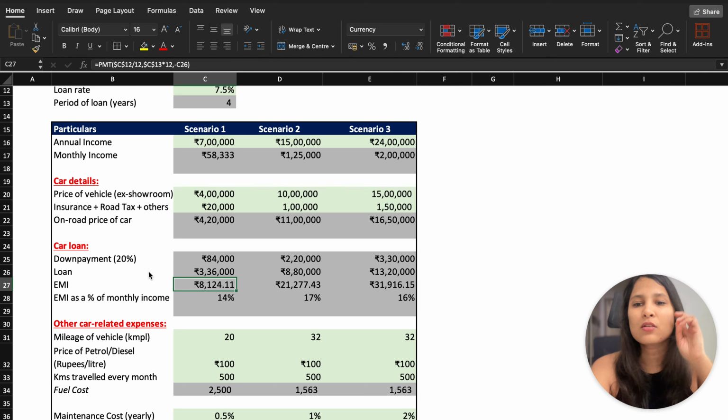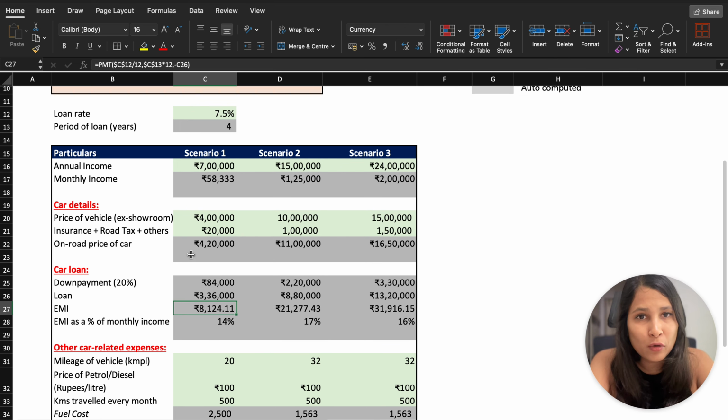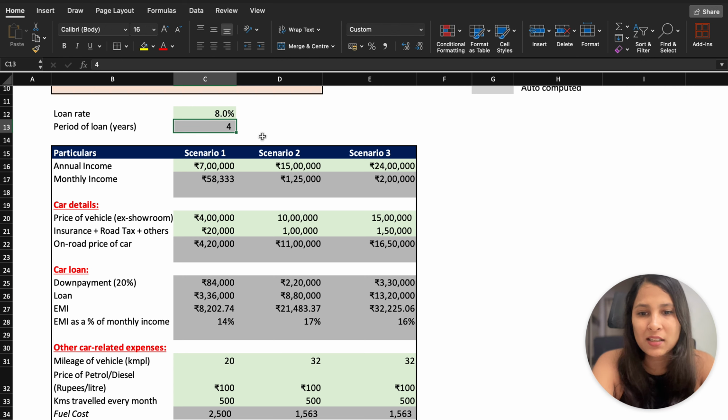Now, based on this, using the PMT formula, we have calculated what your EMI will be, right? If you have taken a loan of 3,36,000, then your EMI is going to be 8,124 rupees. Now, the interest rate over here has been assumed as 7.5%. You can change it also, okay? For example, I can update it as 8% and all these figures will get updated, right?